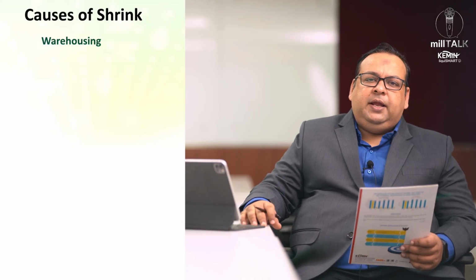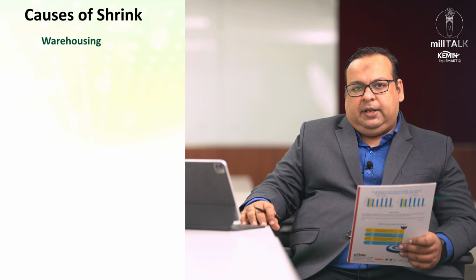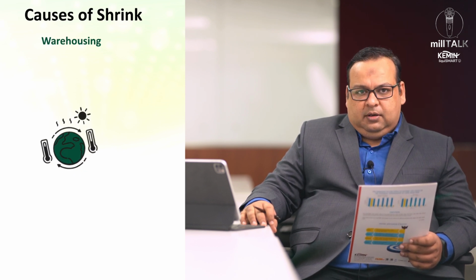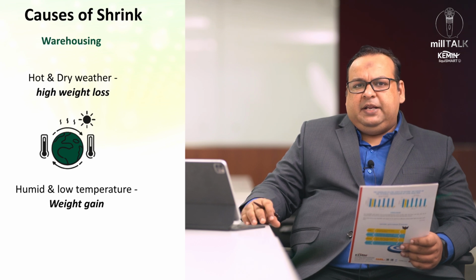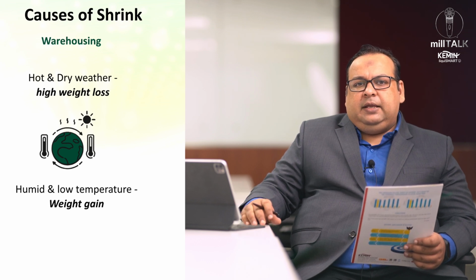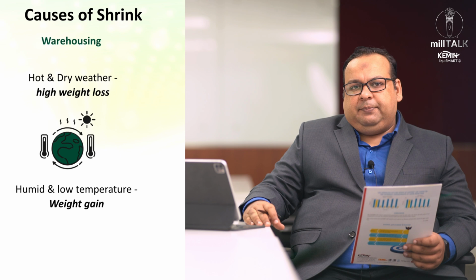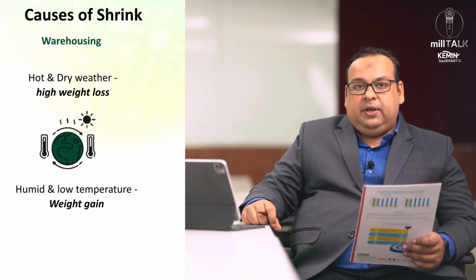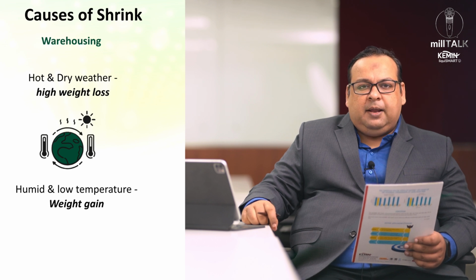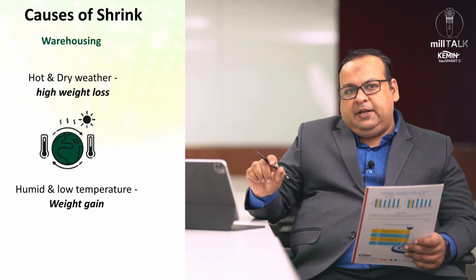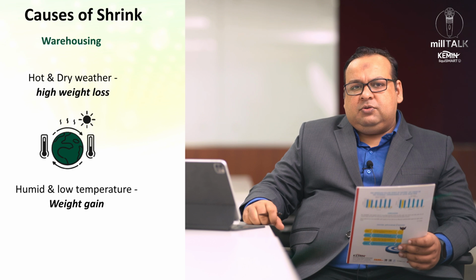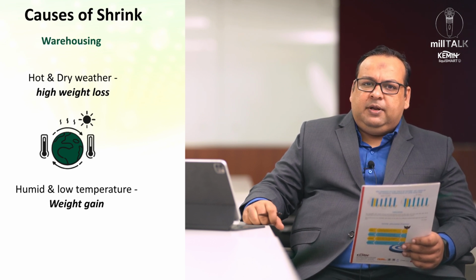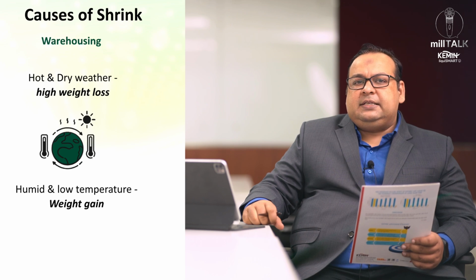Environmental conditions play a very significant role in shrinkage. If your environment is very humid and the temperature is low, there may be a gain in the feed. But if the temperature is high and humidity is low, moisture migration happens, from feed to environment, and this causes a huge loss. This kind of condition we normally observe in the South Asian region in summer season.